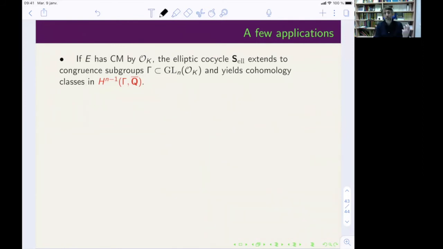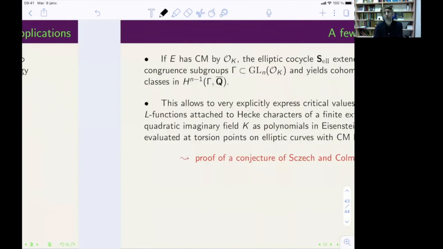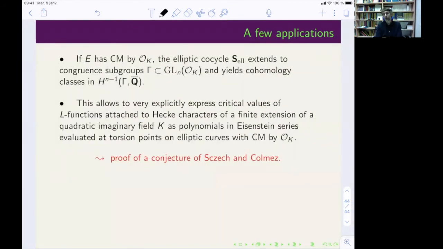And exactly as I described for the trigonometric cocycle, you can deduce from that an expression for L values of L functions attached to Hecke characters of finite extensions of a quadratic imaginary field. And this will be the subject of the talk of Luis Garcia next week. And this gives a proof of a conjecture of Sczech and Colmez that he will discuss.